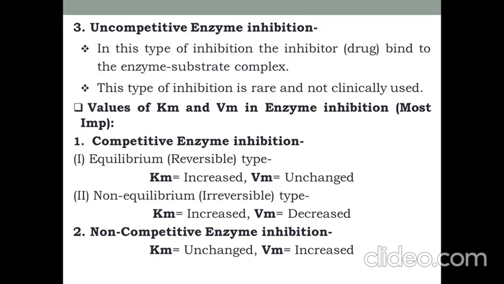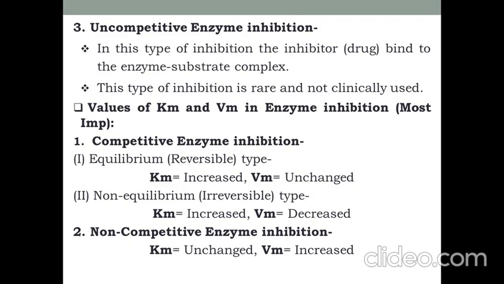Next is the value of Km and Vmax in enzyme inhibition. It is very much important. So here three conditions are given. First one is equilibrium type, second one is non-equilibrium type and third one is non-competitive enzyme inhibition. तो आपको यहाँ पर Michaelis-Menten constant और velocity of maximum reaction Km and Vmax दिए हुए हैं. So first, equilibrium type: Km is increased and Vmax is unchanged. In non-equilibrium type, Km is increased, Vmax is decreased. In case of non-competitive enzyme inhibition, Km is unchanged and Vmax is decreased.